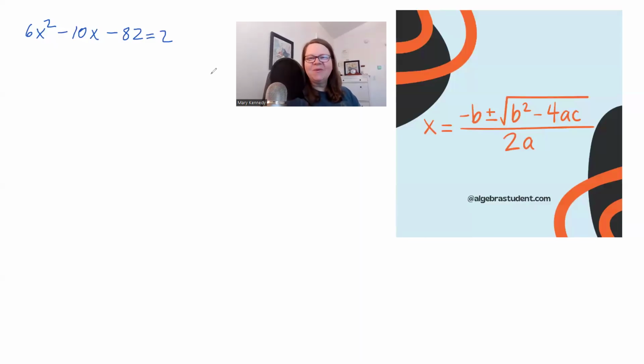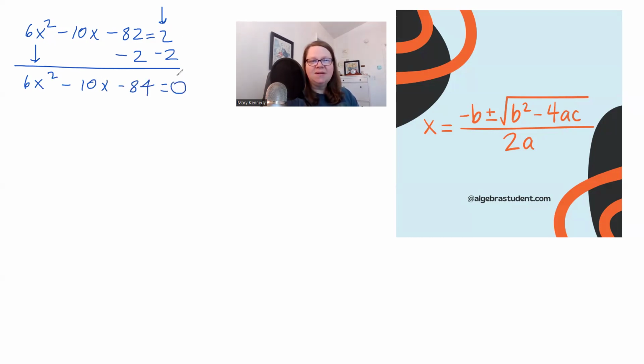Let's take a look at solving with a quadratic formula. Step 1 is to make this equal to 0. The way to make that a 0 is to subtract 2 from both sides. So I've got 6x squared minus 10x, negative 82 minus 2 is negative 84. 2 minus 2 is 0. Now I can put a check mark because that's ready to go.